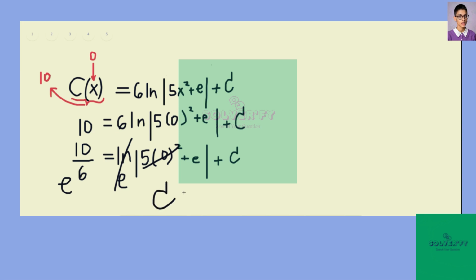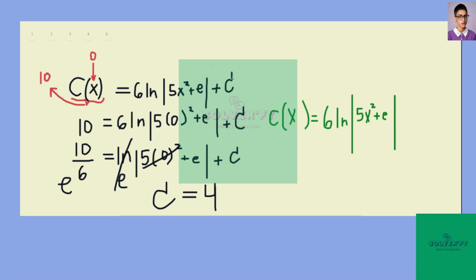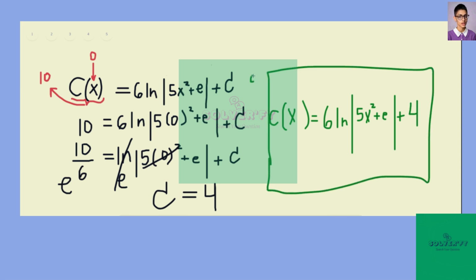So if you do that, we get C to equal 4. And the question asks us to write the function. So in this case, our function would be C of x equals 6 ln of 5x squared plus e. And then instead of a C, we would have a 4. This is the answer for part A.